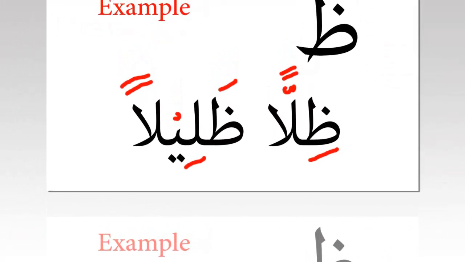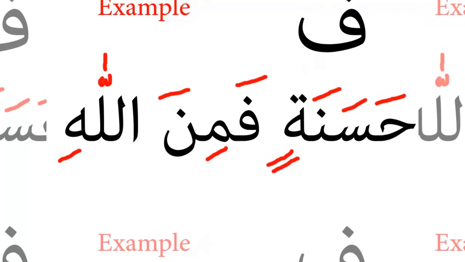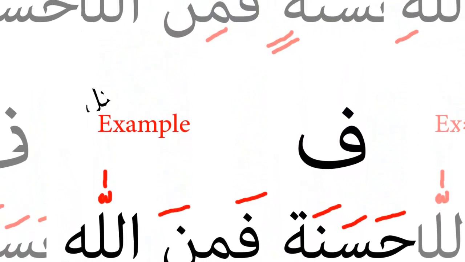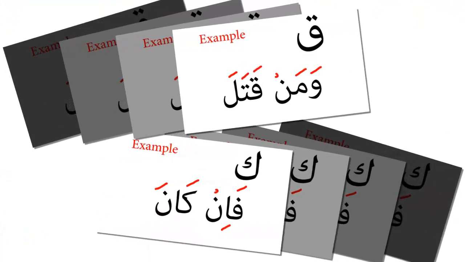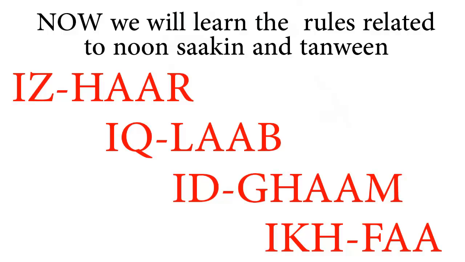Now at the beginning, I suggest you start to mark the Quran in pencil. Mark every noon sakin and tanween and write underneath there whichever rule it is. So if it's idhar, put IZ, IQ for iqlab, ID for idgham, and IK for ikhfa. Okay? And that way, inshallah, you'll get used to noon sakin and tanween. After a bit, inshallah, you'll stop marking and your recitation will be awesome, inshallah.